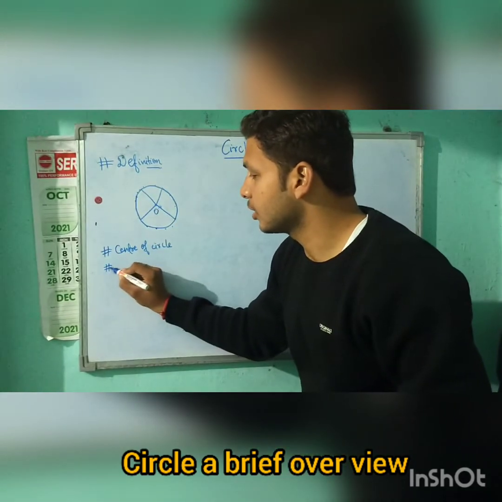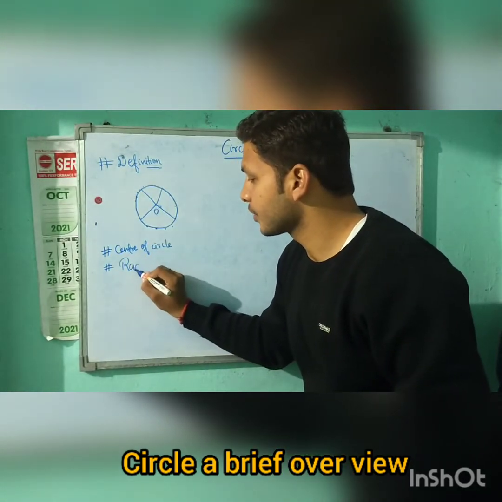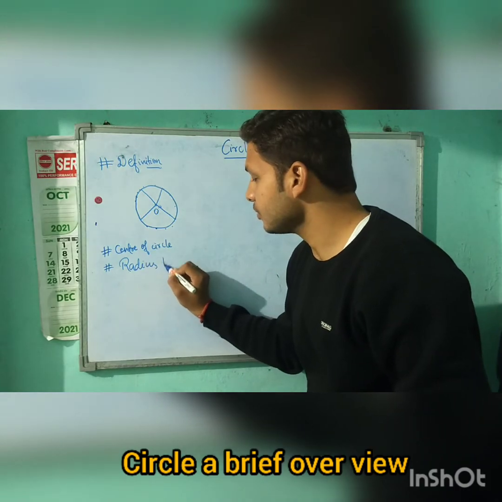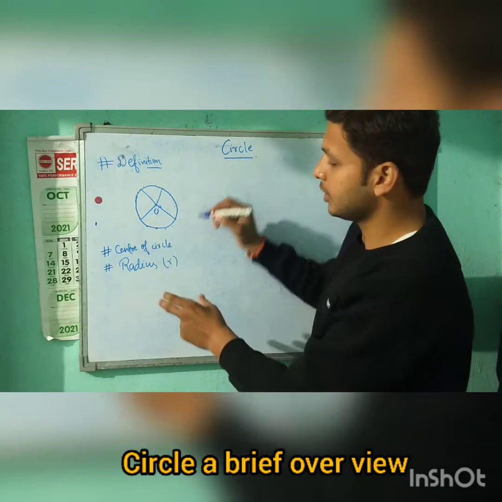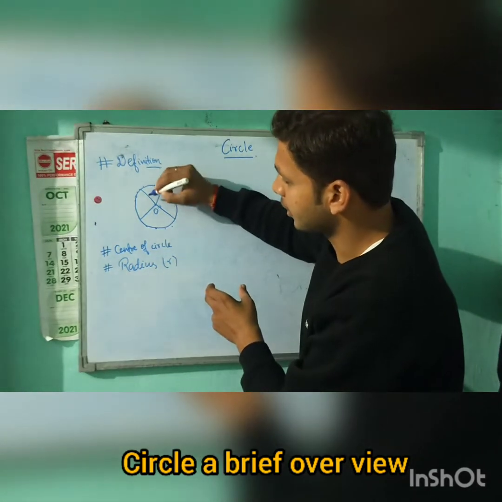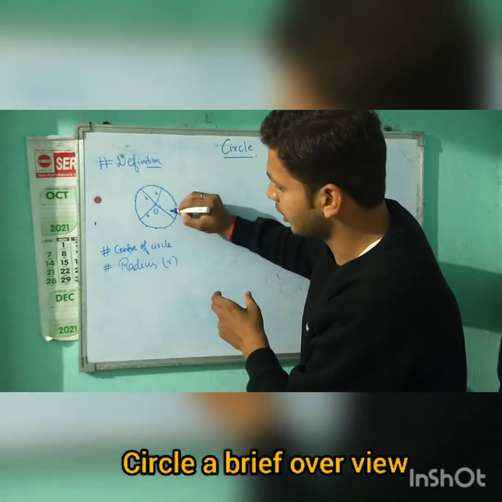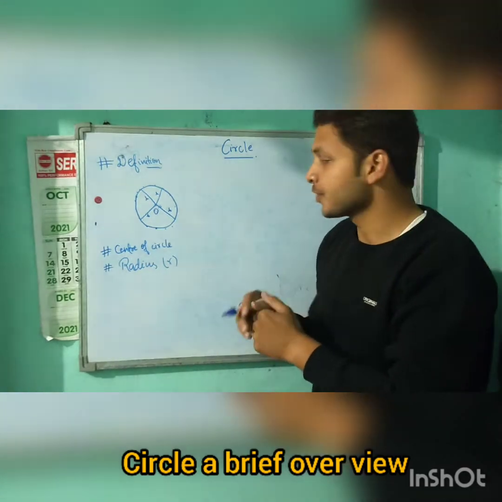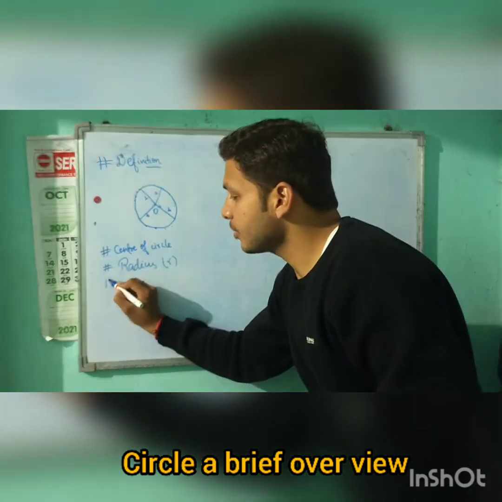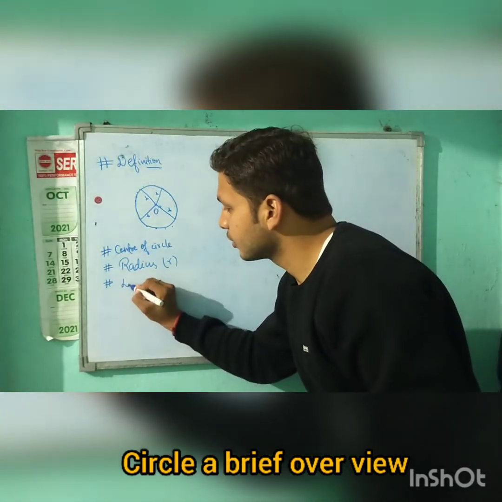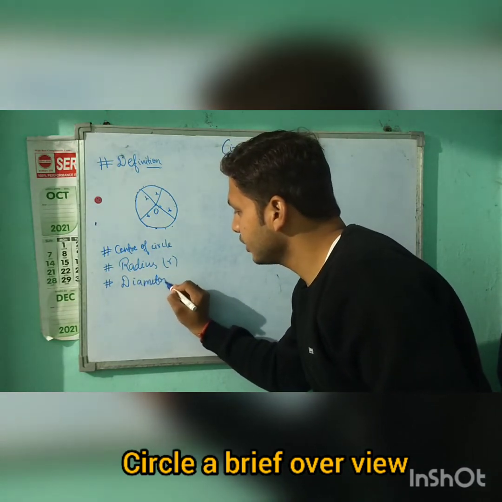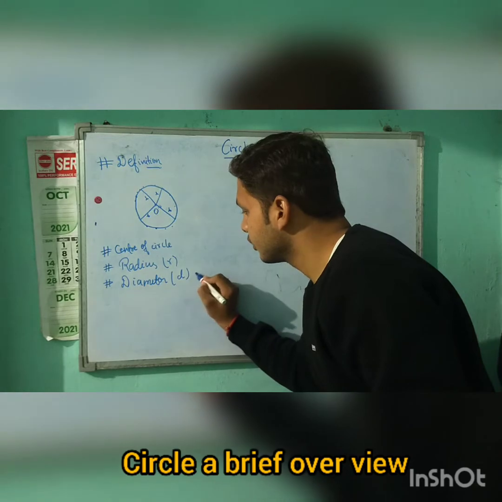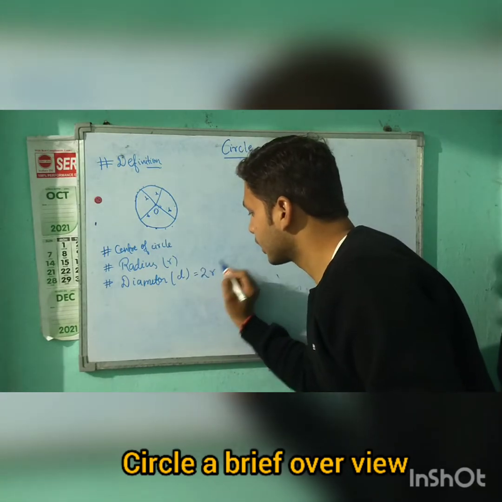So the third thing we learn about is radius. This is denoted by small r. This is r, this is r, this is r. Got it? Okay, one more concept we have to learn is diameter. What is diameter? Diameter is denoted by d, which is equal to 2r.